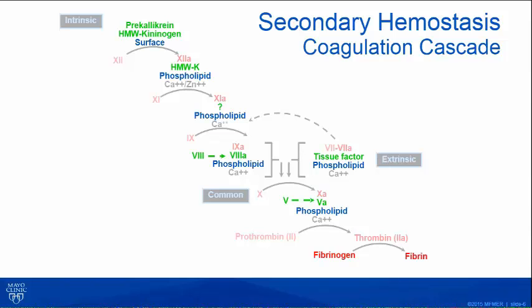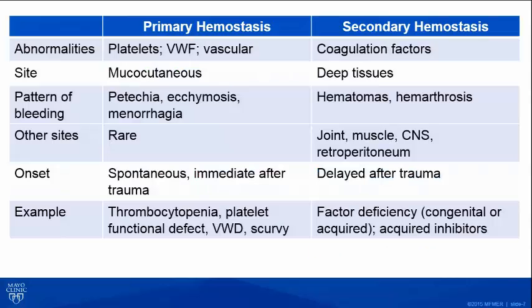So as you can see, although the APTT evaluates factor 12, whatever is involved in physiological hemostasis does not include factor 12. That's why, even though the APTT is prolonged in a factor 12 deficiency patient, they do not have increased risk of bleeding.